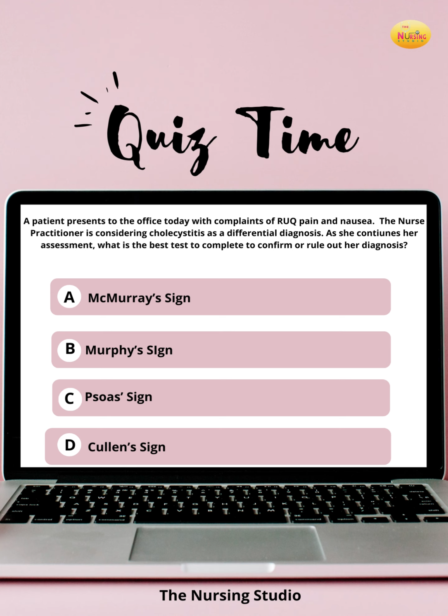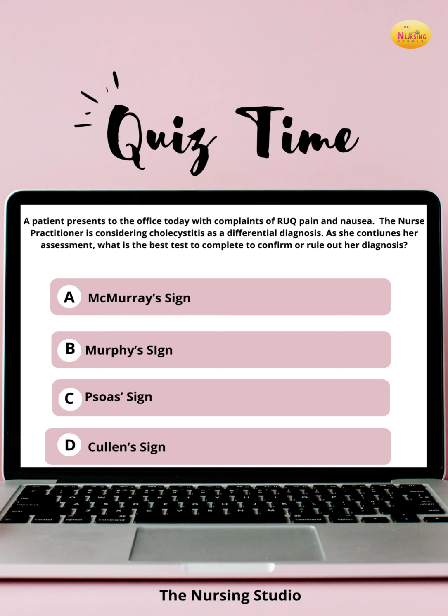But I will do a real quick sidebar just in case you need that extra information while you're studying. Sometimes I just need to see it, think about it, write it down while I'm going through until you have a chance to go back to the video. But Murphy sign, that's when you're telling them to take a deep breath, take it in like a deep breath, and then you palpate that right region, right under that rib cage on the right side, that subcostal region.